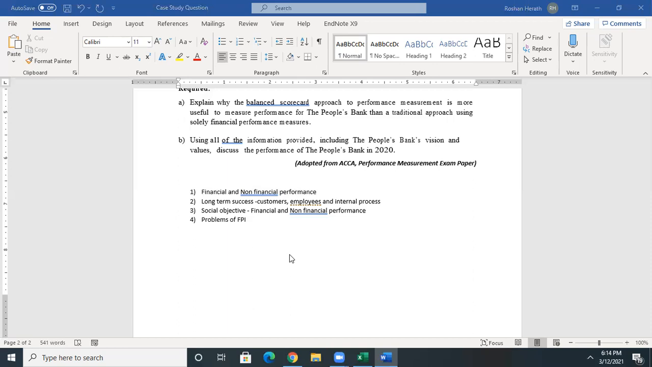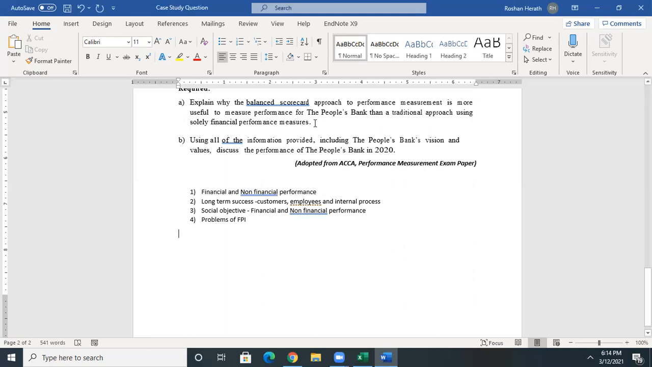Then it asks us, using all of the information provided, including the People's Bank's vision and values, discuss the performance of People's Bank in 2020. Both financial and non-financial. Mention the examples. Here you can highlight some of the things, like customer satisfaction and even employee engagement. Even if you mention them, that is okay.